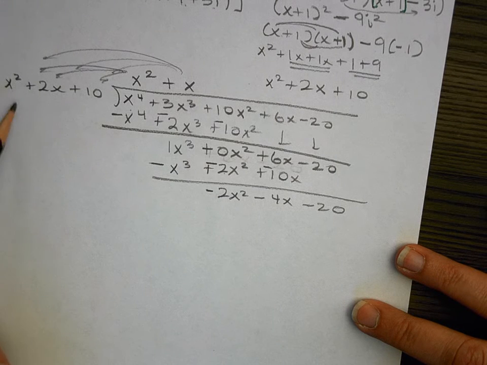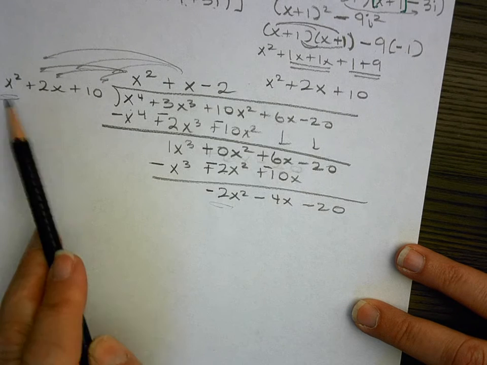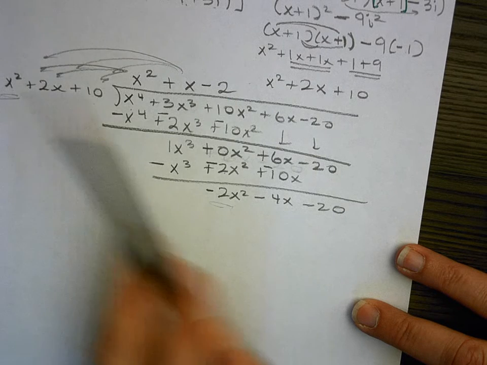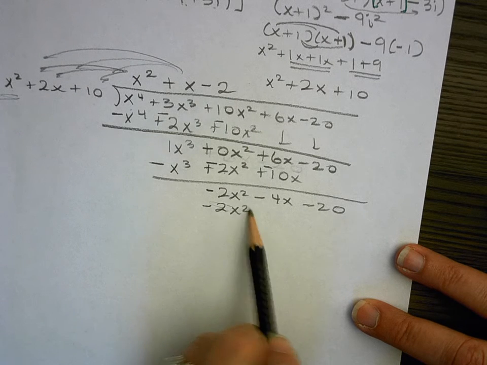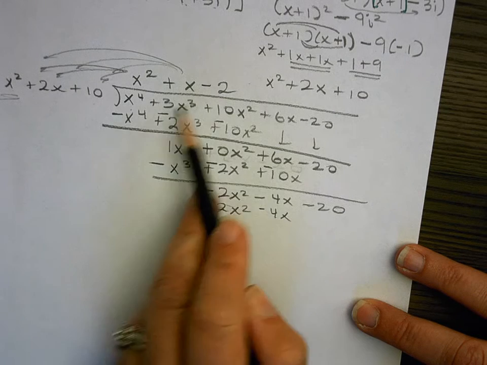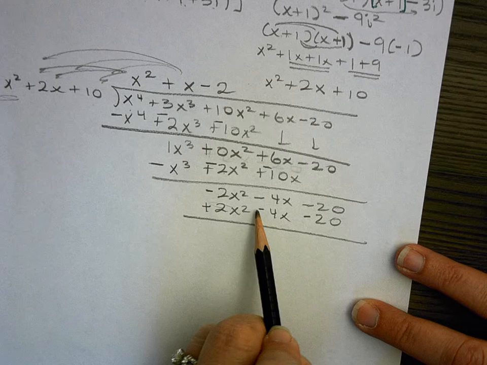So what am I going to multiply x squared by to get negative 2x squared? And that would be negative 2. And then I want to distribute that negative 2 to each of those trinomial terms. So negative 2 to the first term would be negative 2x squared. Negative 2 to the middle term, so that would be negative 4x. And negative 2 to the 10, so negative 20. And then subtract each, which will make those all positive, giving me my remainder of 0.